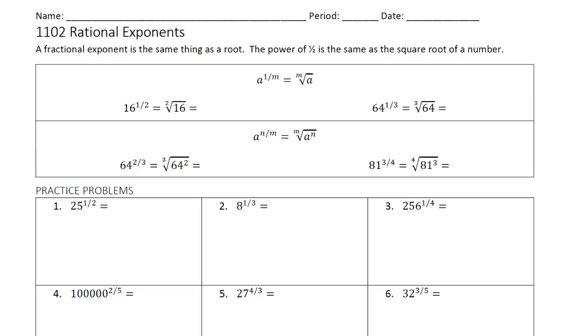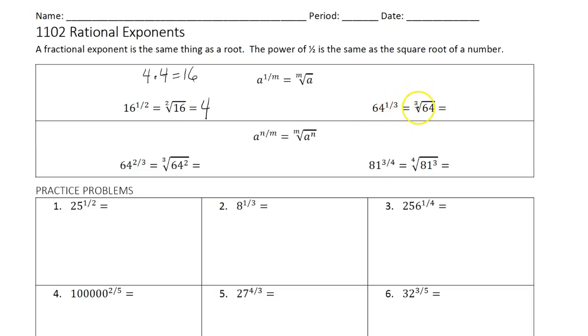Rational exponents. Rational exponents are exponents that are fractions. The denominator of the exponent is a root. 16 to the 1/2 means the square root of 16. The number that multiplied by itself gives 16, which is 4.